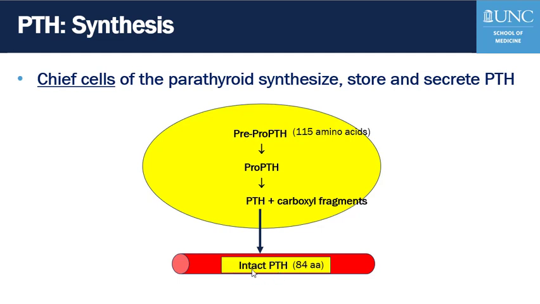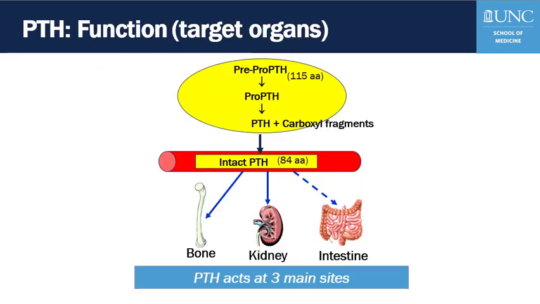In addition to intact PTH, some inactive carboxy terminal fragments are present in the parathyroid gland, and sometimes these are released into the circulation as well. So the parathyroid can vary the relative amount of active and inactive PTH that's secreted based on the body's calcium status. Now let's look at an overview of the function of secreted PTH.